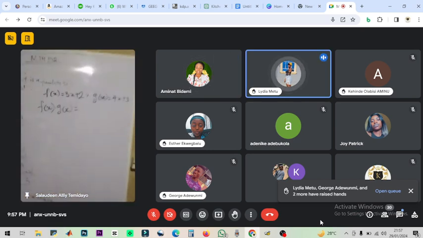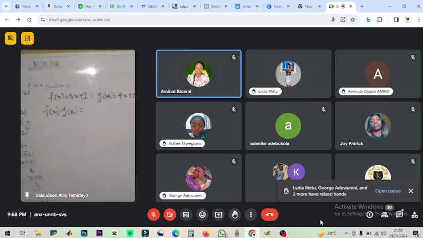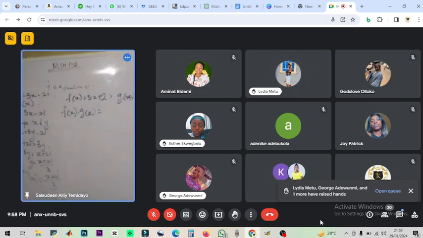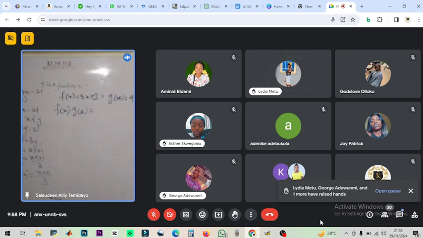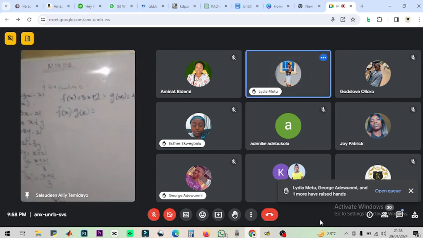I'm trying to understand what's the dot there. What does the dot mean? Dot means multiplication. Alright, thank you. You're welcome.